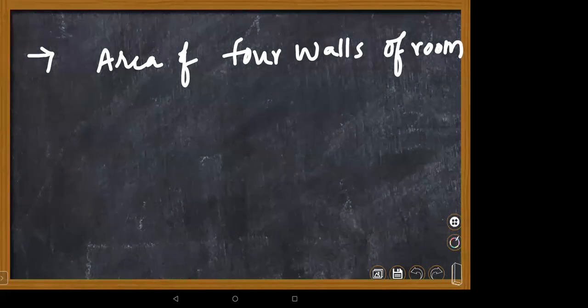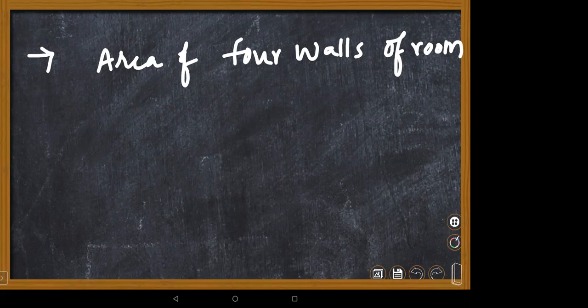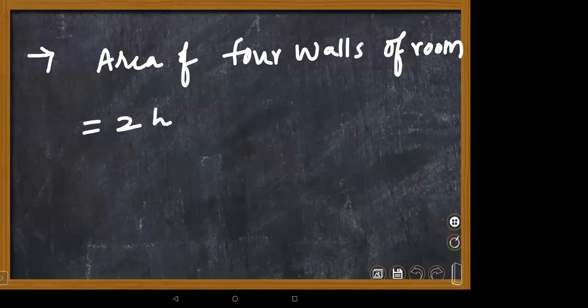Ma'am, if it is a square, length into breadth will be 4a square. If it is square, 4a square. No, my room is in a rectangular shape. How am I supposed to calculate? Ma'am, it will be 2 times L into B... 2 times LH plus 2BH. Very good. 2 times height multiplied with length plus breadth.